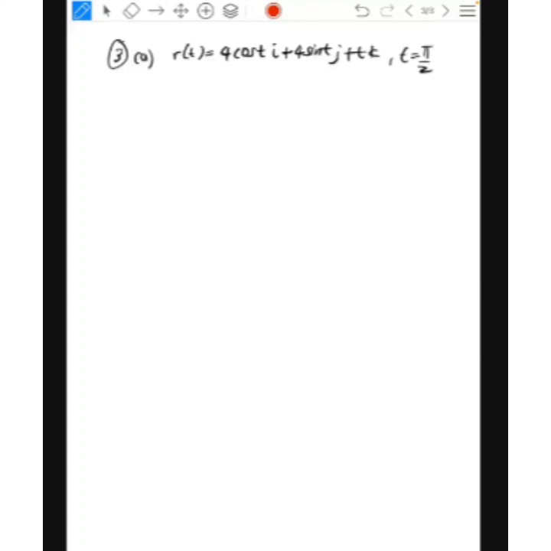Okay, question number 3a is 4 cos t plus 4 sin t plus t equals to pi over t. Alright.